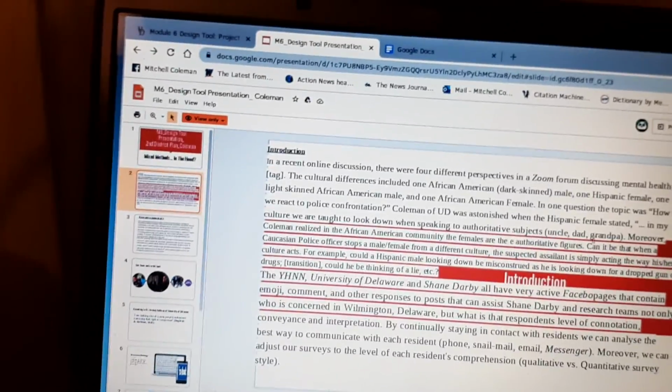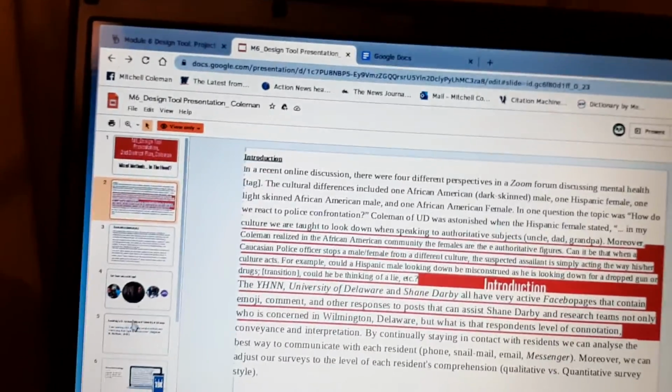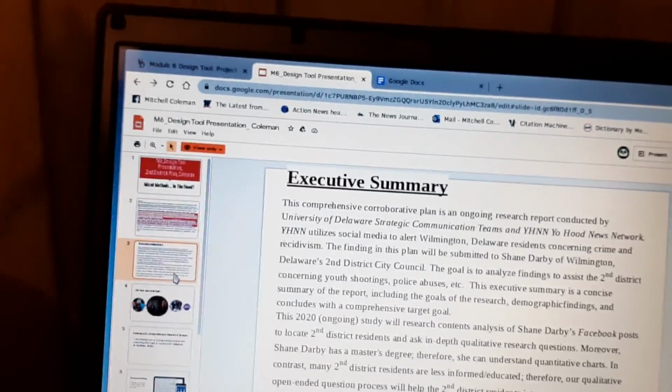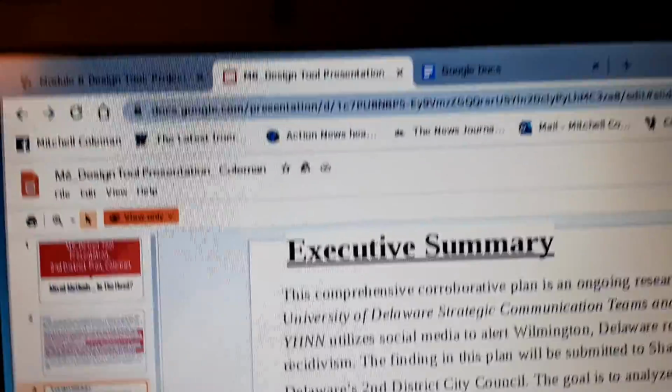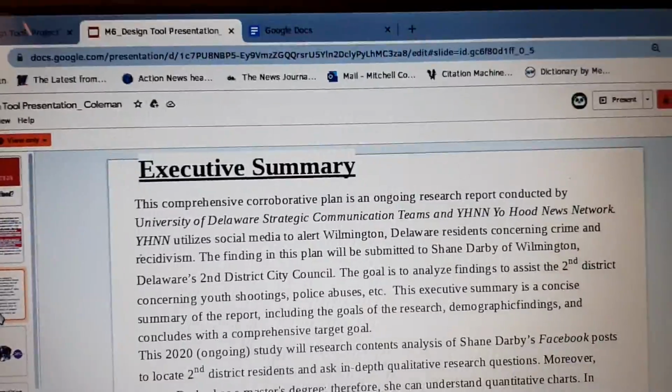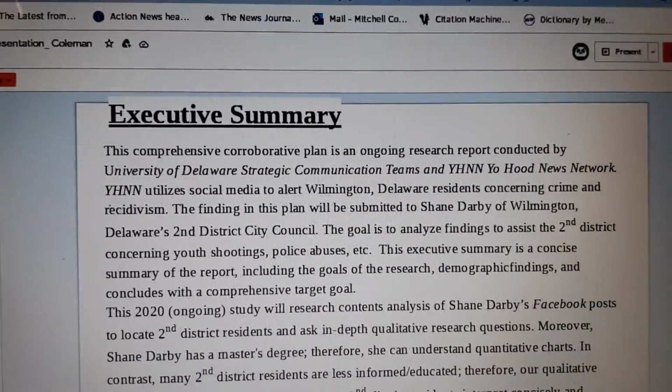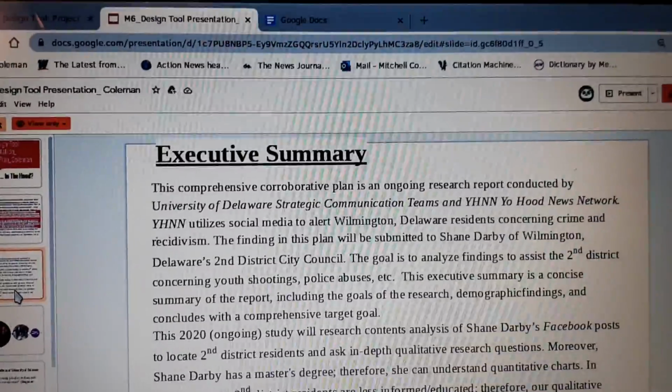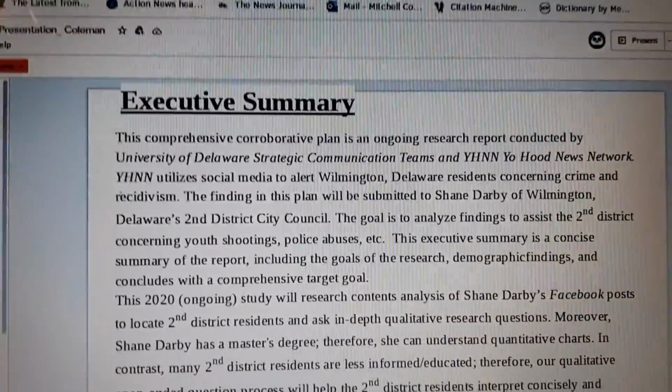And what we're trying to show is the difficulties one may have when trying to say we need to convey this to the inner city, but we have to also convey it to the politicians and those who can understand Google Sheets and understand qualitative versus quantitative communications.